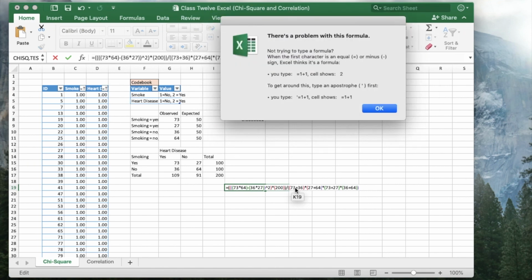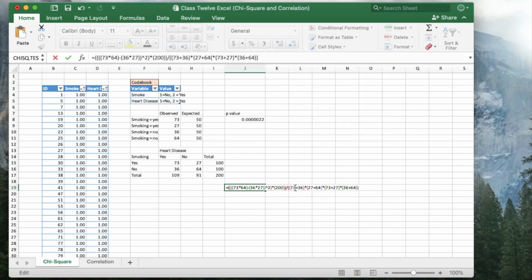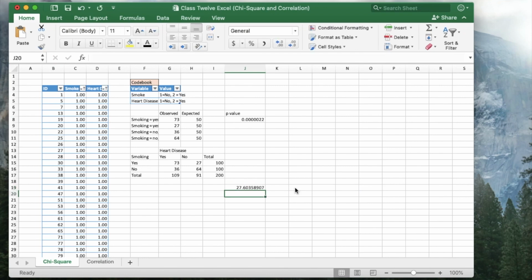So let's type the apostrophe first. What is going on here? There's a problem with this formula. Oh, it's right there. My parenthesis right there is in the wrong direction. Okay, so inevitably sometimes you make some minor typos. It'll give you an error. Hopefully you can find out what the issue is.